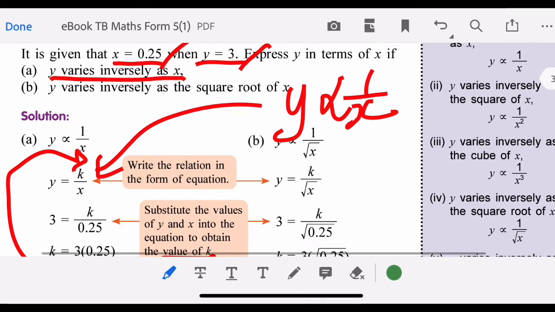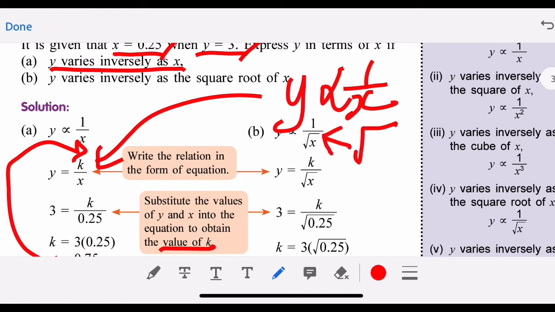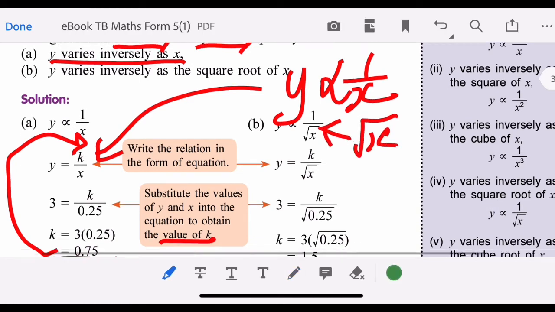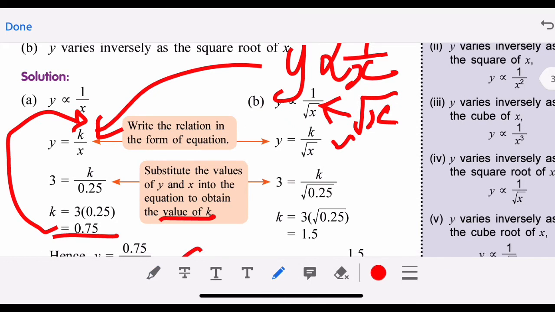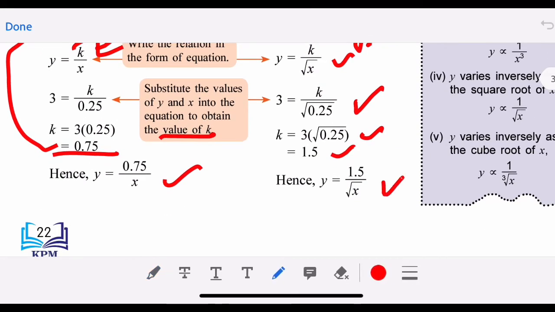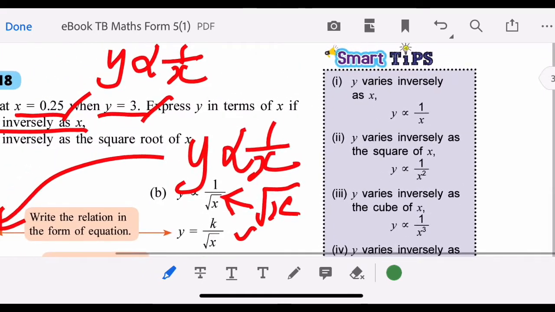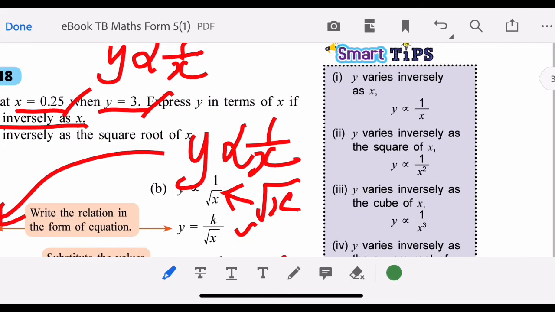Okay, for b, y varies inversely as the square root of x. So by writing it into an equation, we have an equal sign, and by substituting the values given, we can solve for k. After we solve for k, we can say y is 1.5 over square root x. Alright, so the method is almost the same as our previous exercise.